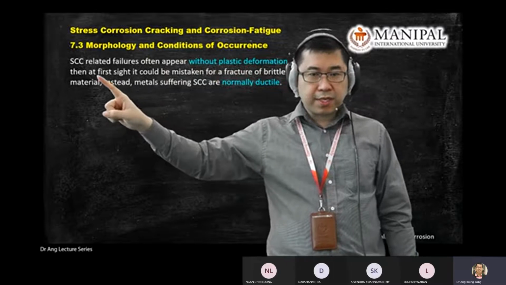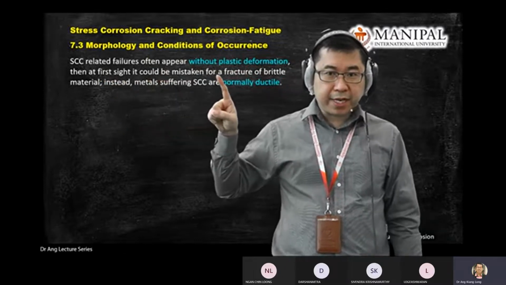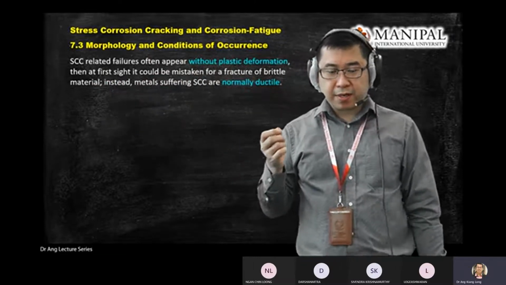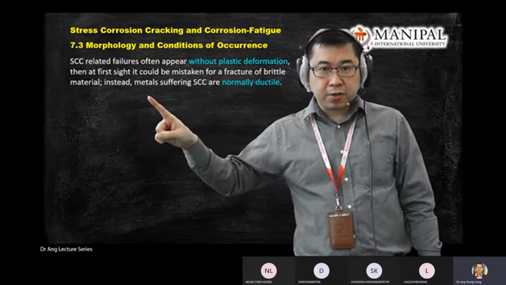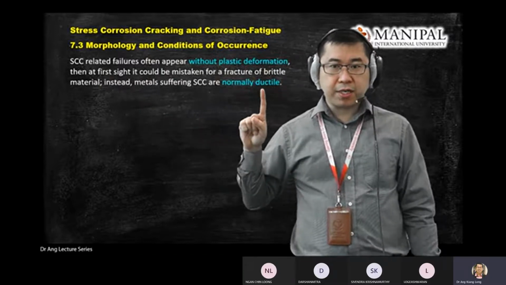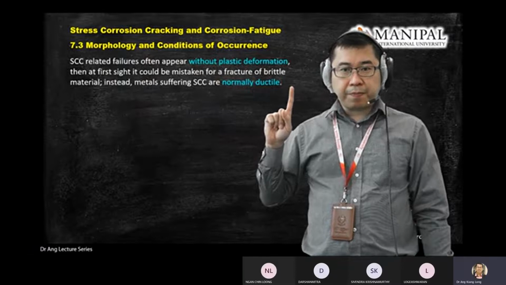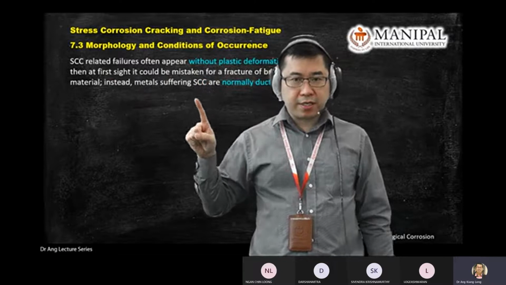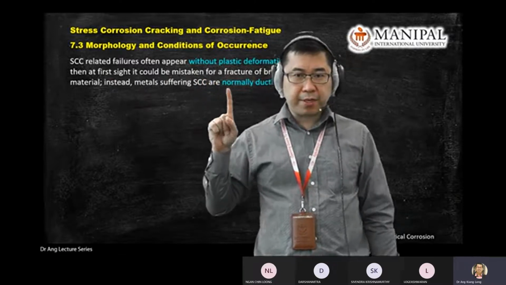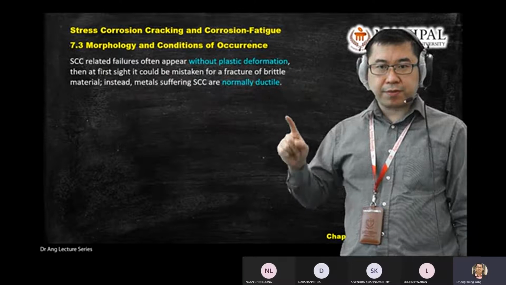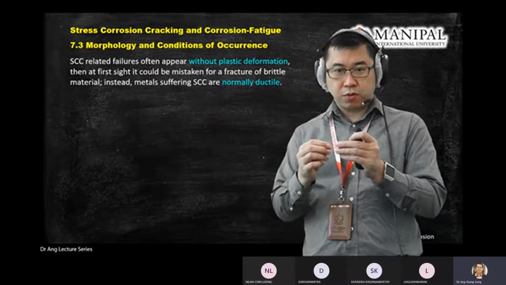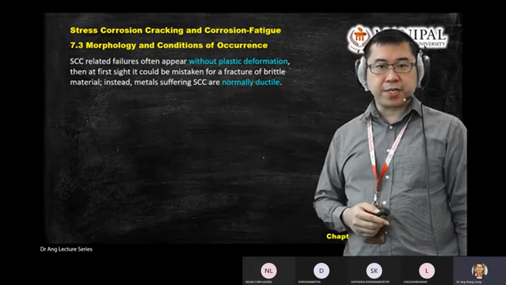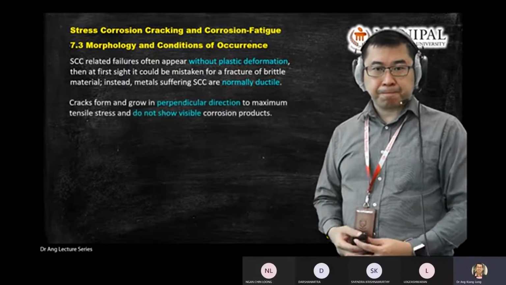So sometimes it might be mistaken for fracture of a brittle material. You might see that maybe some brittle material happened. Instead, metals that suffer SCC are normally ductile. So just take note, sometimes SCC will happen when the metal is ductile. Ductile means you're able to pull it, but without the plastic deformation phase.